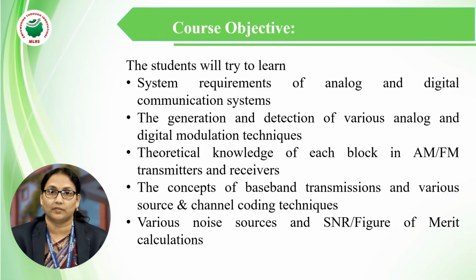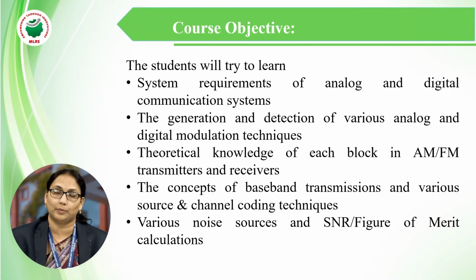The course objectives of this subject are: students will learn the system requirements of analog and digital communication systems, the generation and detection of various analog and digital modulation techniques, theoretical knowledge of each block in AM and FM transmitters and receivers, the concept of baseband transmission and various source and channel coding techniques, and various noise sources and SNR figure of merit calculations.